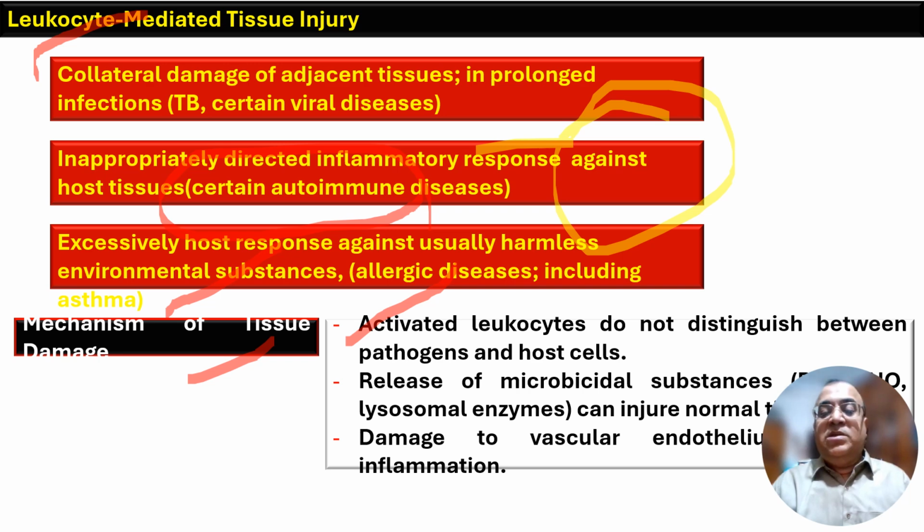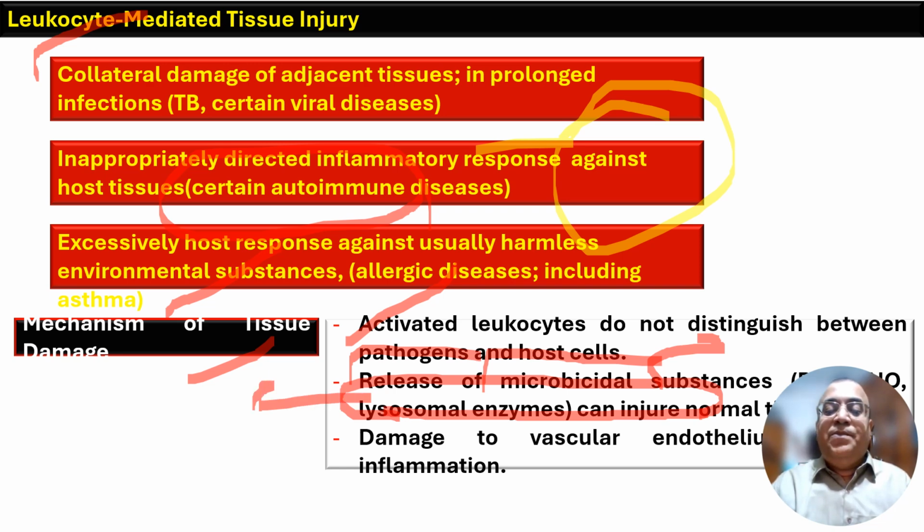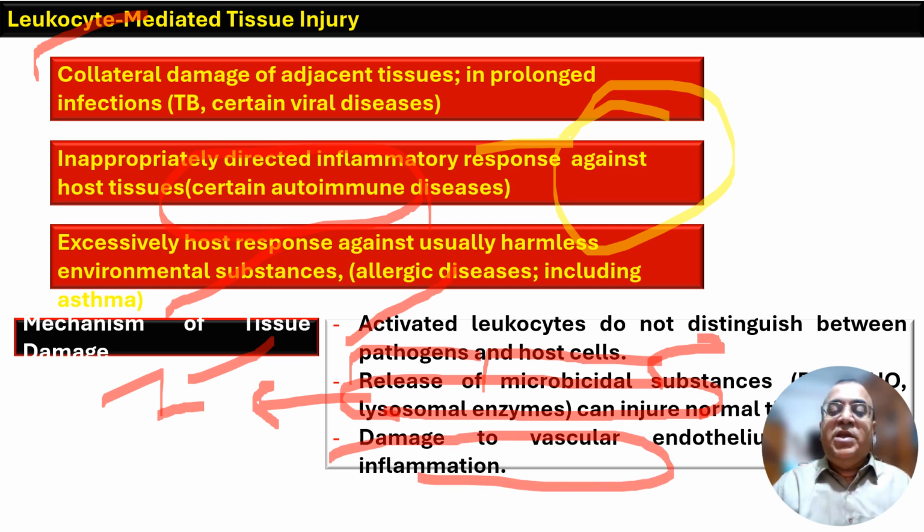Then what are the various mechanisms in leukocyte-mediated tissue injury that result in tissue damage? As we know, there is release of microbicidal substances in the normal inflammatory process, and these released substances do not discriminate between the normal host cell and the pathogen. If these substances are released into the extracellular environment, they will lead to collateral damage in acute inflammation. If there is damage to the vascular endothelium, this will worsen the situation.